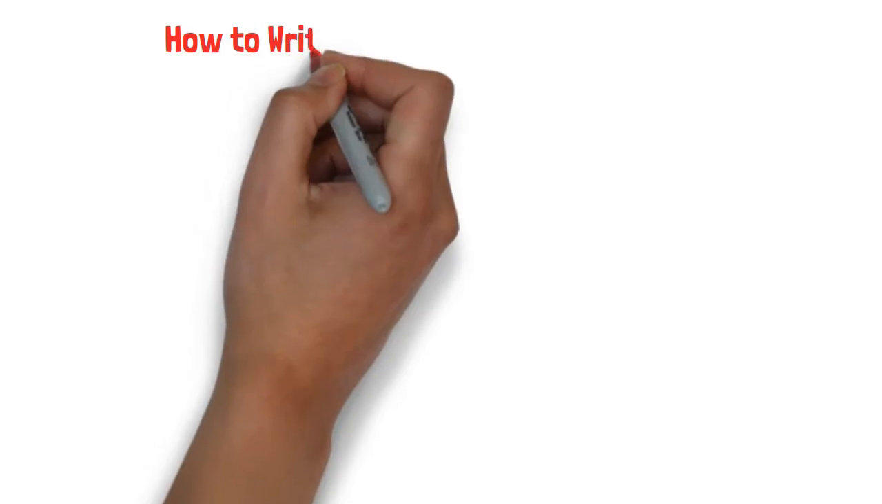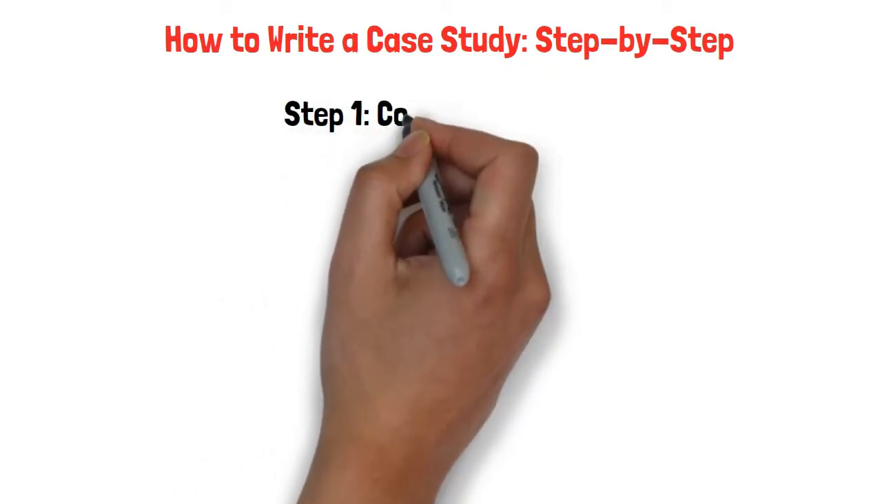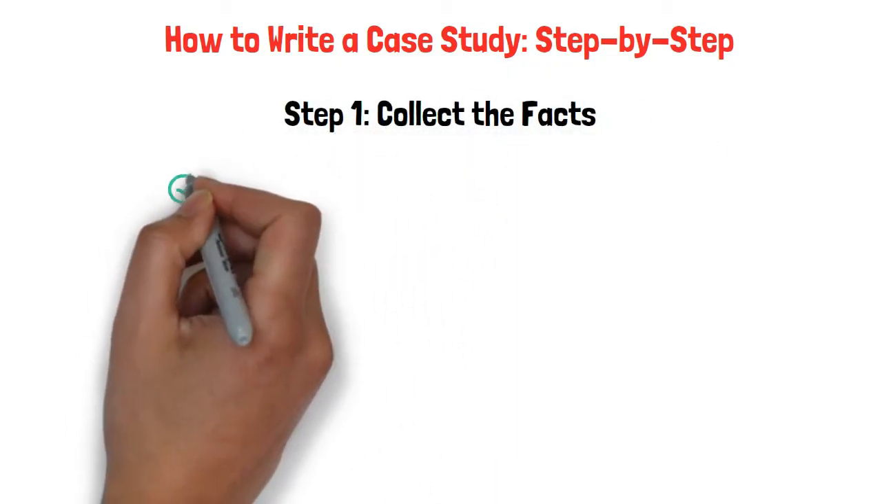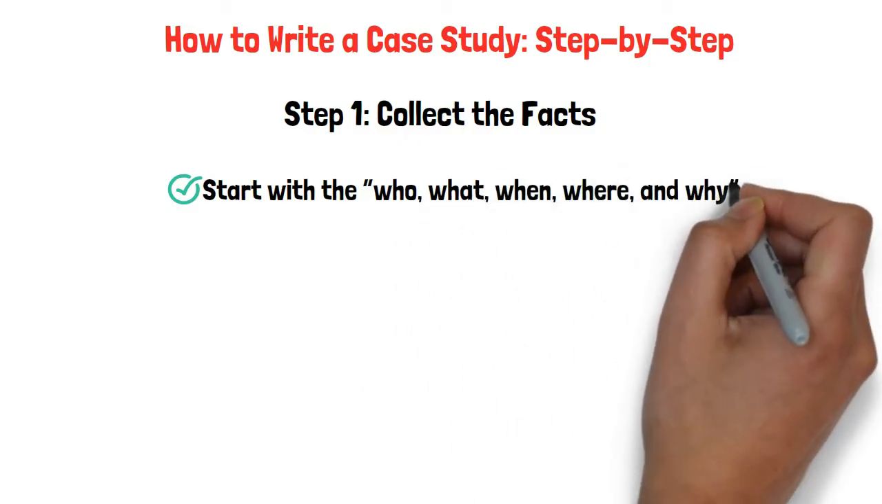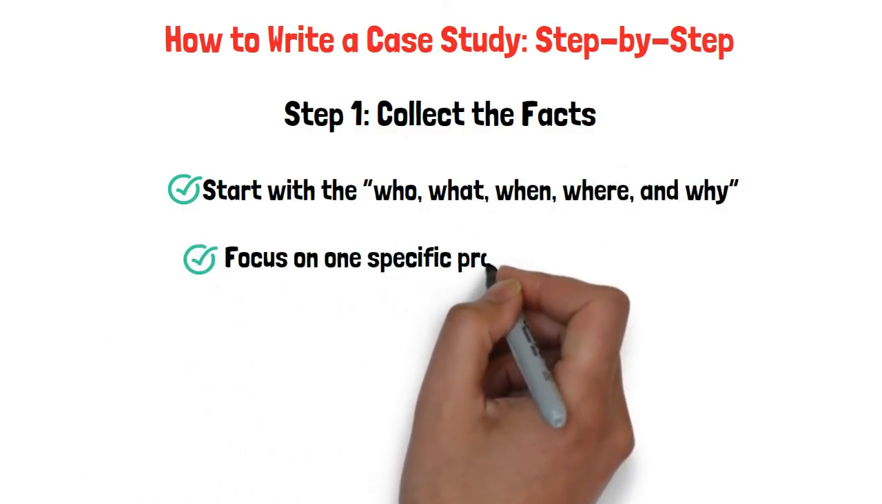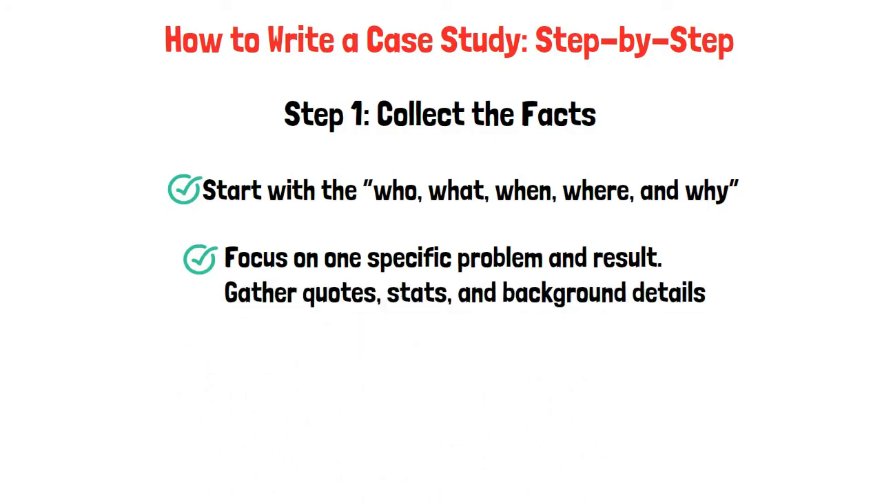How to write a case study, step by step. Let's walk through the process. Step 1. Collect the facts. Start with the who, what, when, where, and why. Focus on one specific problem and result. Gather quotes, stats, and background details.